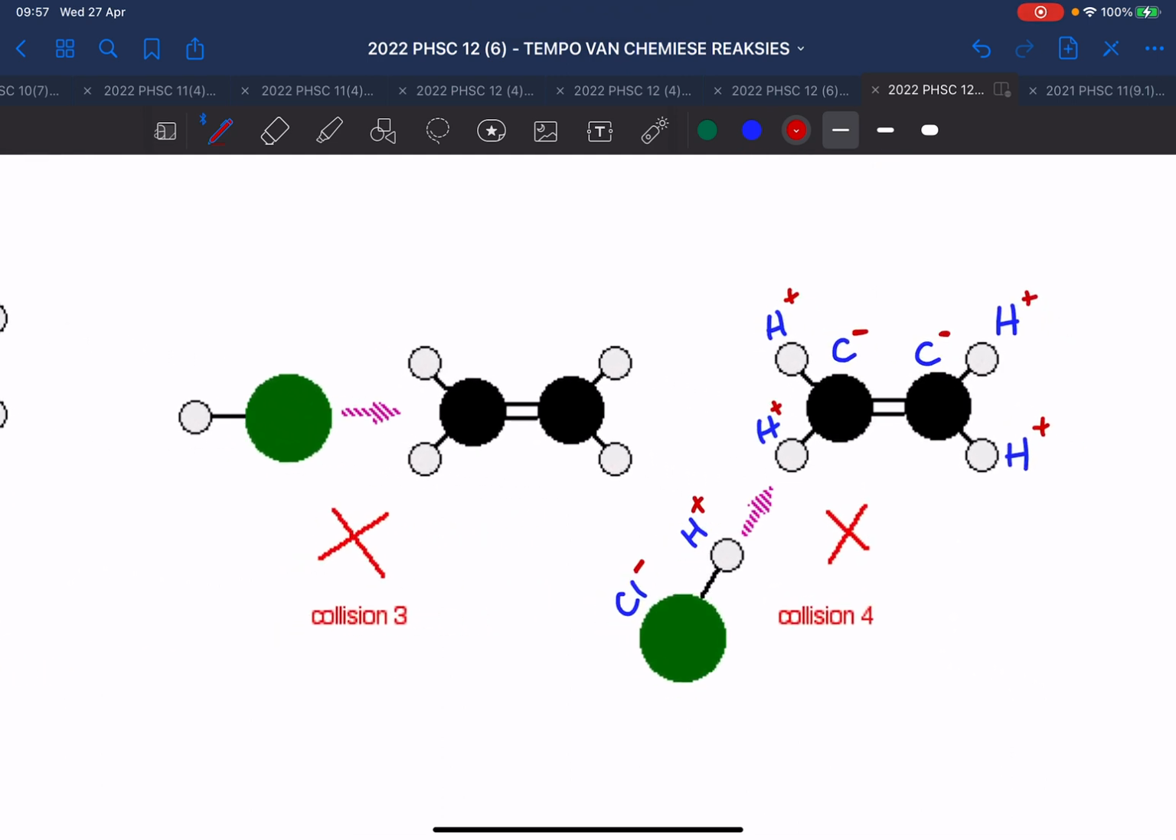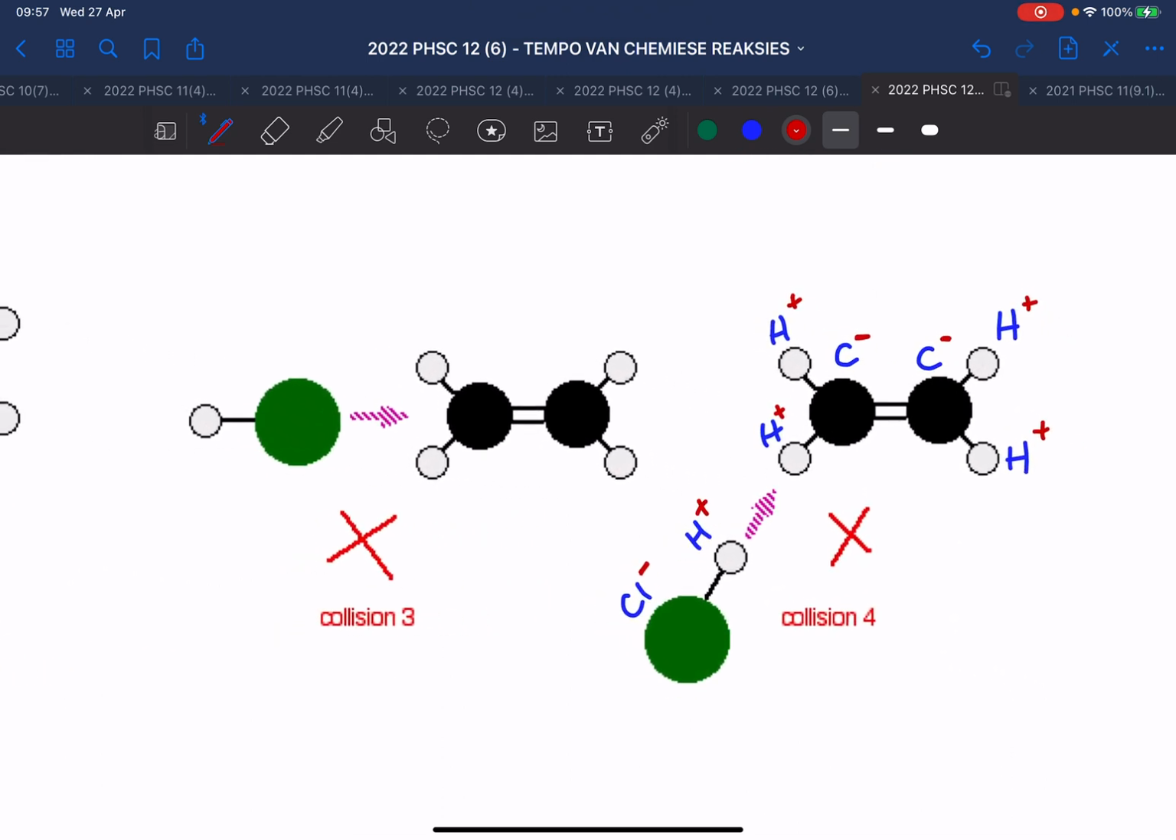Ek wys hom nou net vir een, want dit is dieselfde vir hulle almal. So if this comes in here and it wants to collide, I will know hierdie bindings break. It wants to break those bonds to form a new something. Will positive and positive bond? No. Okay, so this is not going to work because positive and positive will not react with one another. If you look here, this is negative and negative, will not work.